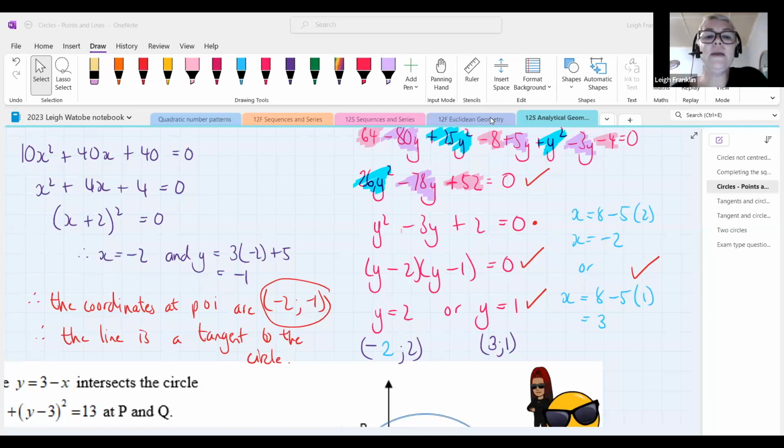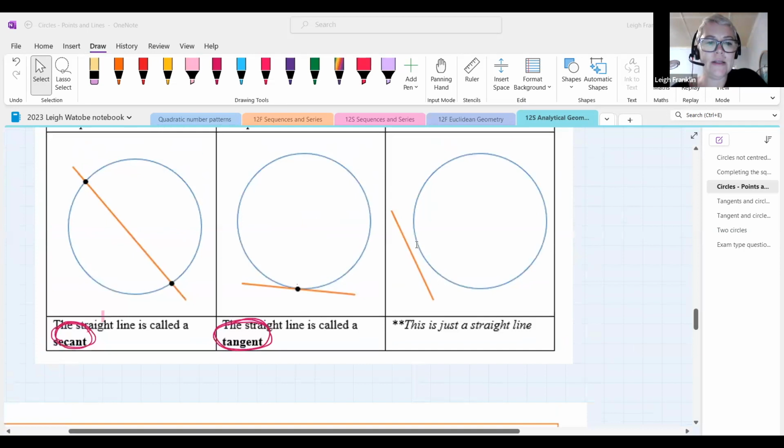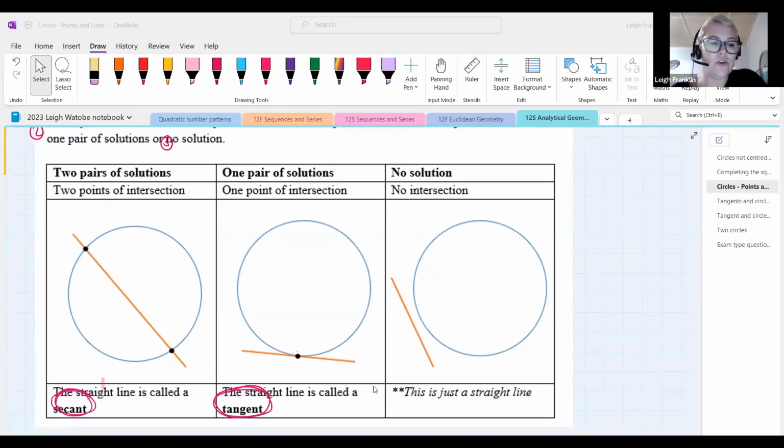So Tendai, when they say a line is a tangent to the circle, it means it only touches the circle in one place. If we go back up here and have a look at this, a tangent only touches a circle in one place. It's this middle one over here. That's what we mean by a tangent. It touches the circumference of the circle in one place only.